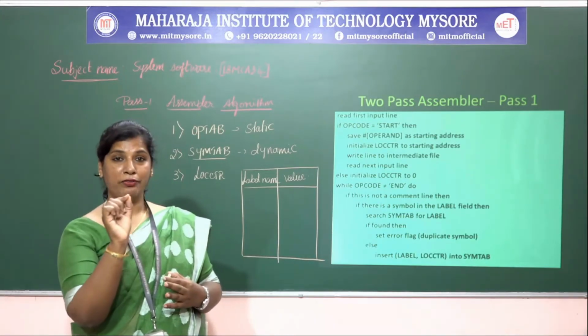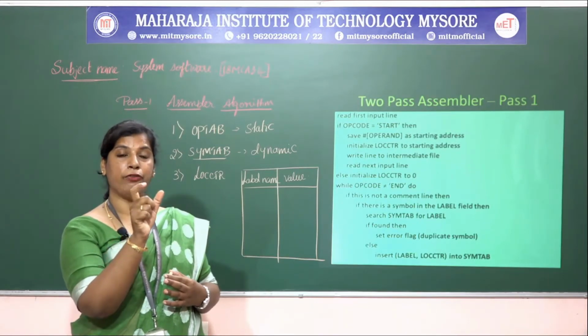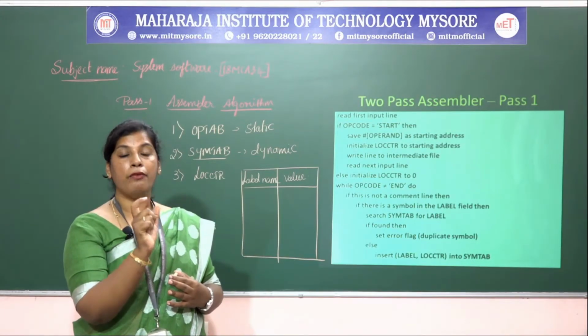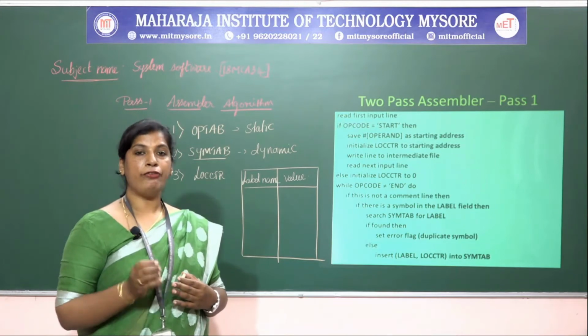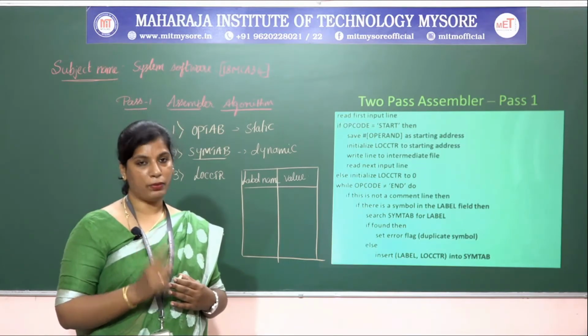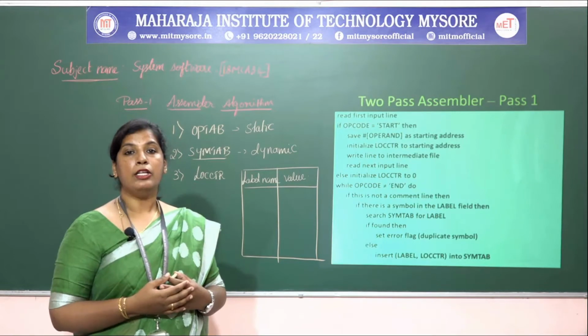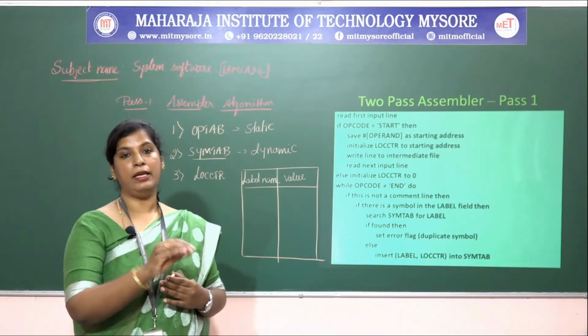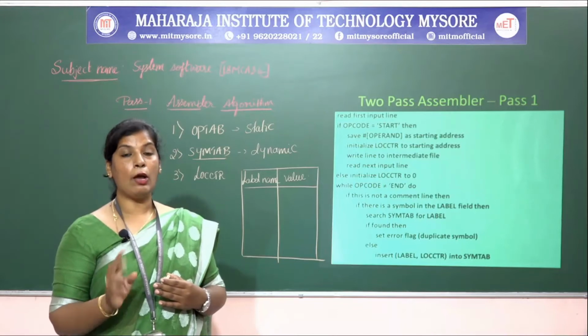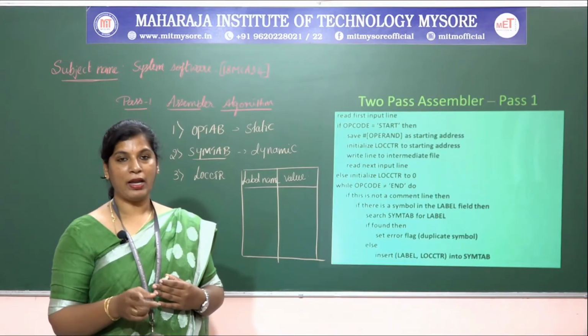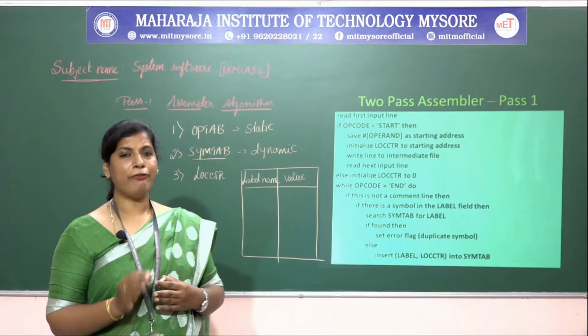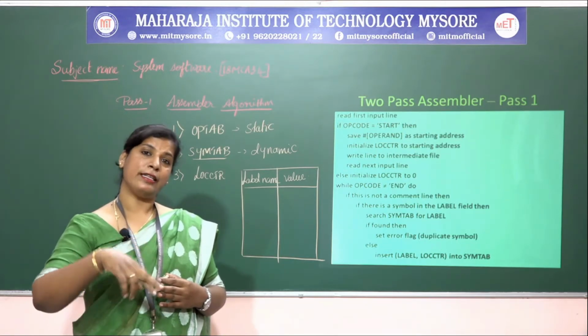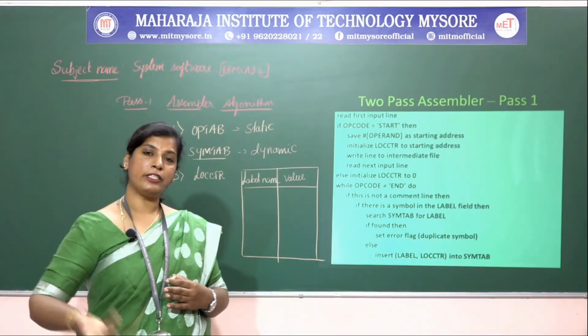When it encounters the first line, first it searches for labels or symbols present in the label field. If any symbols are there, it copies that label name into the symbol table along with the location counter value. If no symbols are there, it moves to the next field. What is the next field?